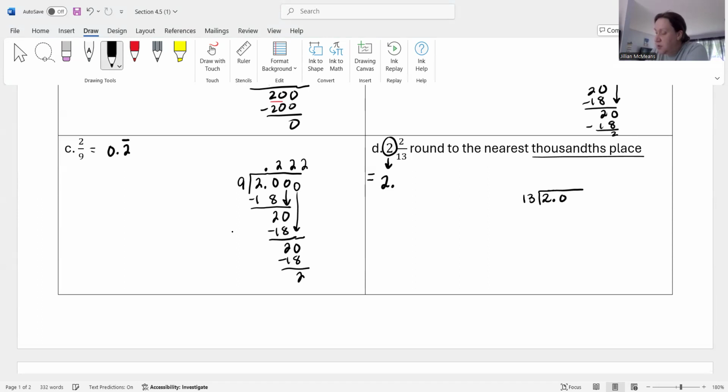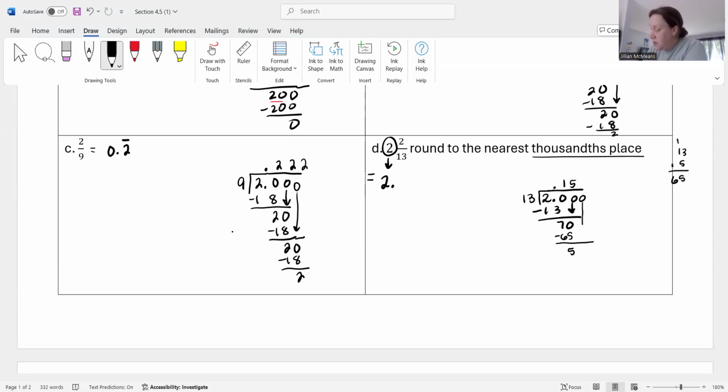Well, I'm going to add a decimal and a 0, and I'm going to pretend 2 is 20. 13 will go into 20 one time. 1 times 13 is 13. When I subtract, let's see, 20 minus 13 is 7. So let's see, 13 into 70. So 13 times 5, I think, is 65. So let's just double check over here. So 13 times 5. 5 times 3 is 15, carry a 1. 5 times 1 plus 1 is 6. So I can say that 13 will definitely go into 70 5 times. 5 times 13 is 65. So I get 5 left over.